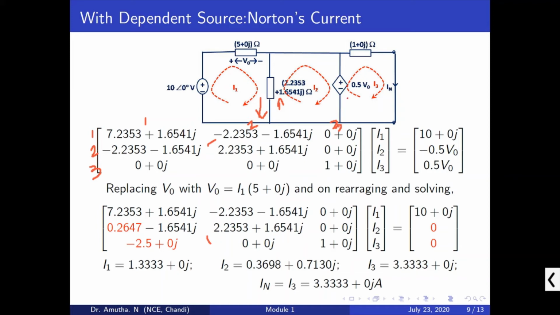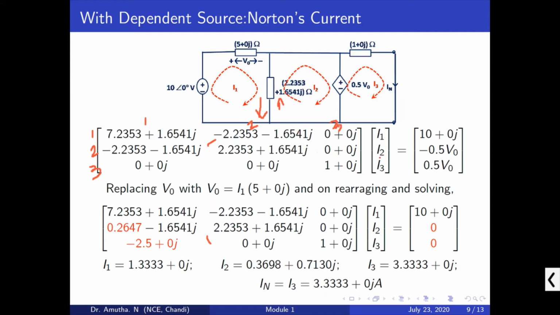And what about the 3, 3, third loop? What are the impedances coming across this third loop? Only this resistance 1 plus j0 ohms is coming across this third loop, right? So we are including that also. This impedance, what will we call it? We will call it a mesh impedance, because we are trying to find out the impedance due to the mesh equation. That's why we are calling it a mesh impedance.